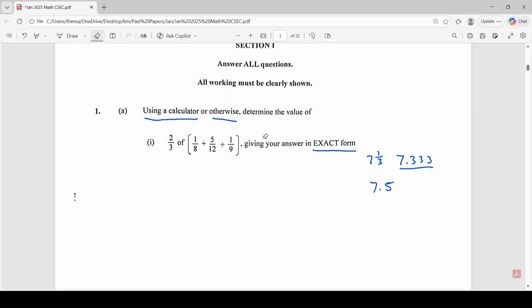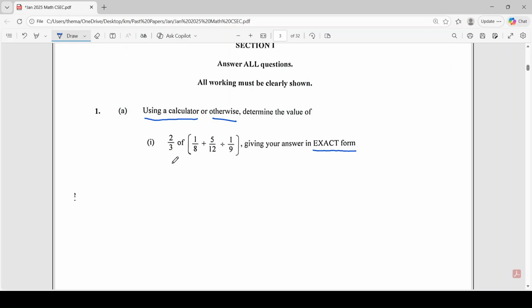Okay, so let me look at this question now. Right, so we can enter this exactly how we see in our calculator, right? So if you have your Casio, you're supposed to know how to enter your fractions. So you use the fraction button, 2/3. If you have a Sharp, you have the ABC button, you press 2, ABC 3. Remember, of means to multiply. So therefore here we would say 2/3 multiply, open bracket, 1/8 plus 5/12 divide 1/9, close bracket, and then you should get the answer there.